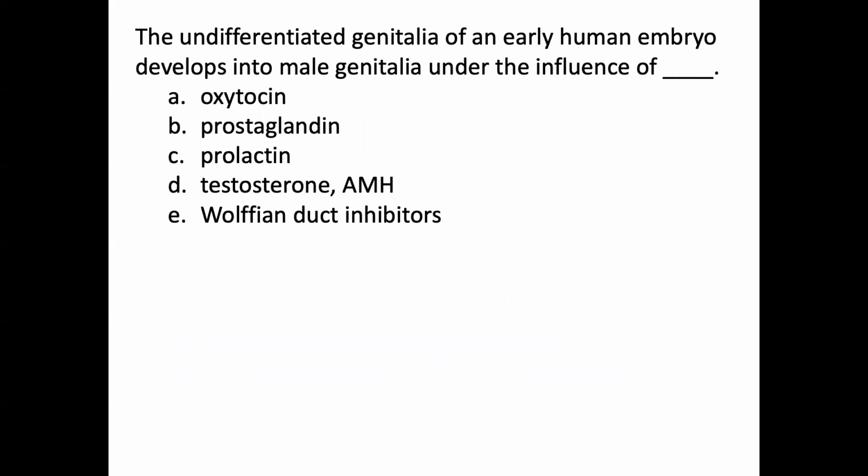Okay, another one. The undifferentiated genitalia of an early human embryo develop into male genitalia under the influence of what? This should be pretty easy. The answer is D. Male reproductive organs need androgens to develop, right? The male gonads secrete testosterone and AMH for this development. Both of them are a type of androgen.